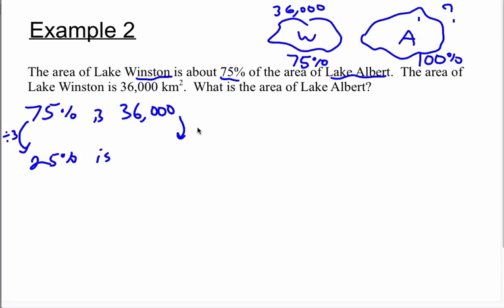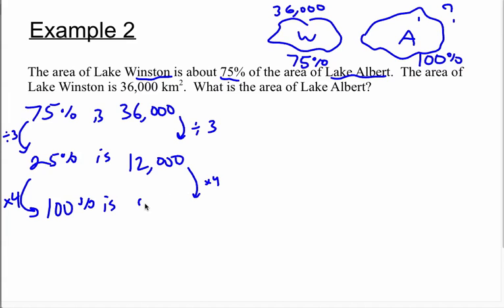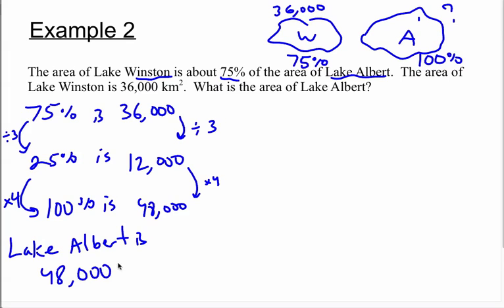So if I divide by 3, I will get 12,000. And then to get 25% to 100%, I can multiply by 4, and we'll get 100% is, we'll multiply this by 4, and we get 48,000. So we can say Lake Albert is 48,000 square kilometers.